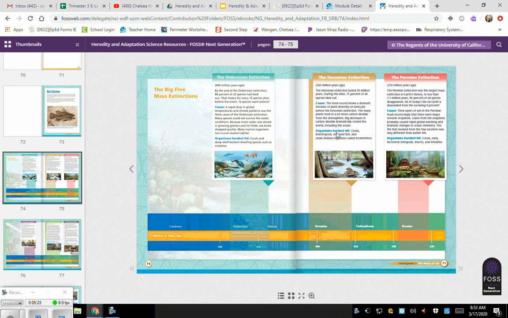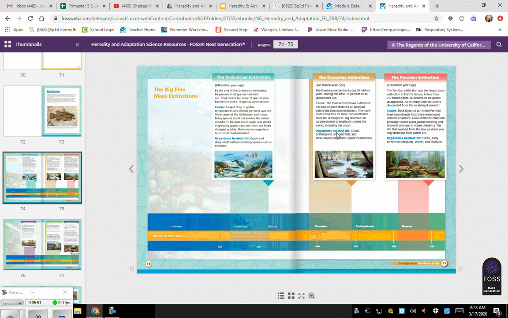Because of this, thick layers of ash in the Permian fossil record imply that there were major volcanic eruptions. Gases from the eruptions probably caused rapid global warming and dramatic changes to the ocean's chemistry. The life that evolved from the few survivors was very different from earlier life. Corals, early terrestrial tetrapods, insects, and trilobites were the organisms that were hit the hardest. So you can kind of see there when that happened.